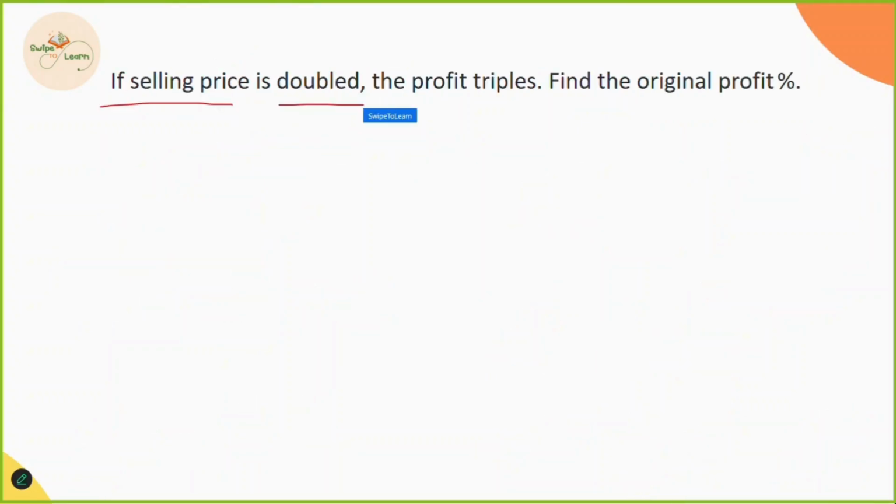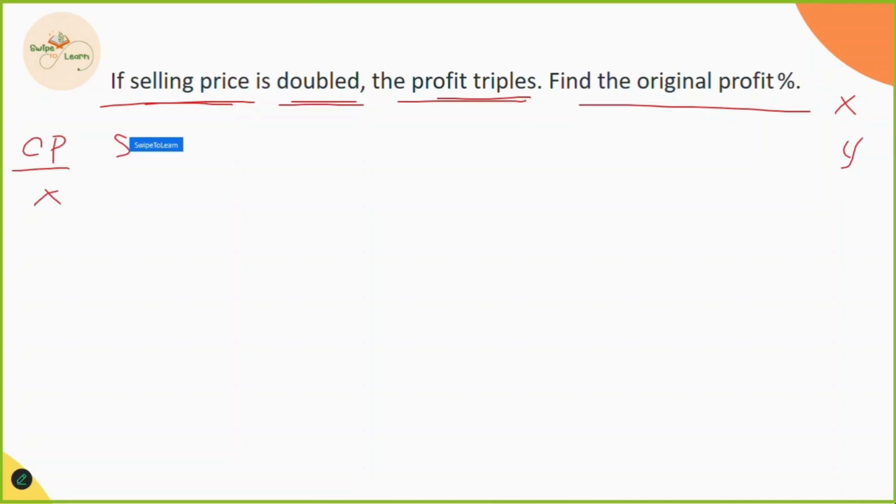If selling price is doubled, the profit triples. Find the original profit. Okay, selling price is doubled and profit is tripled. That means there is no selling price given, no cost price given. Now, when no value is given, we have to consider them as X and Y. So let us say that cost price is X and selling price is Y.